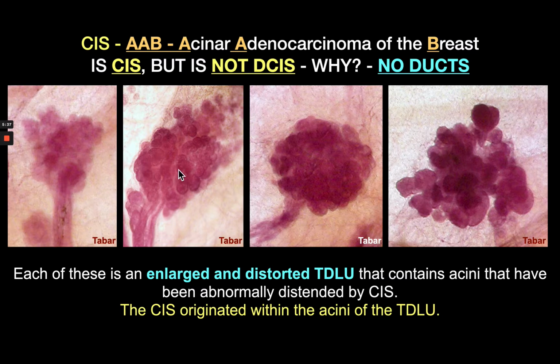Unfortunately, the pathologists oftentimes cut the specimen into such tiny pieces to fit on a 1 by 1 centimeter cover slide that they may not even be able to distinguish an enlarged acinus in an AAB from enlarged ducts in a DAB. But these are all AABs. These are all carcinomas that have arisen within the acini of a TDLU.